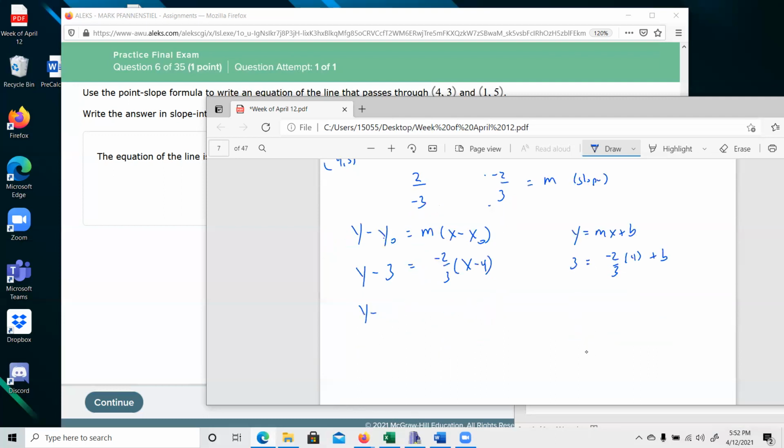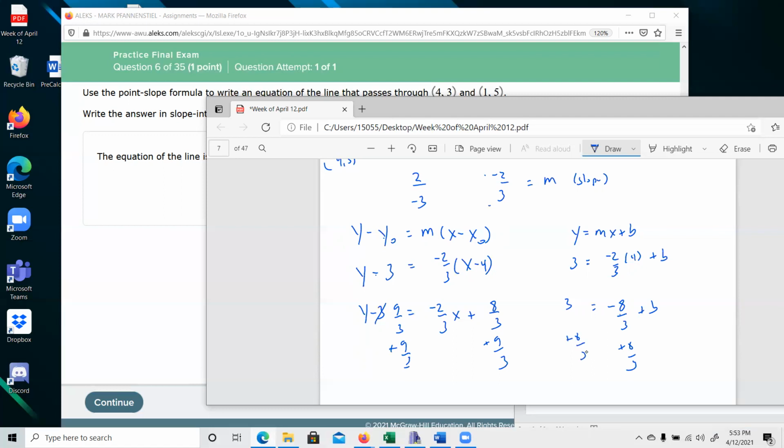So here we have y minus 3 is equal to negative 2/3 x plus 2 times 4 is 8/3. I'm going to go out on a limb and call this 9/3 here. So here we have 3, or 9/3, is equal to negative 8/3 plus b. So here we're going to subtract 9/3 from both sides. Oh no, we're going to add. Sorry, we're going to add 9/3 because we have a minus minus. Here we're going to add 8/3 to both sides.